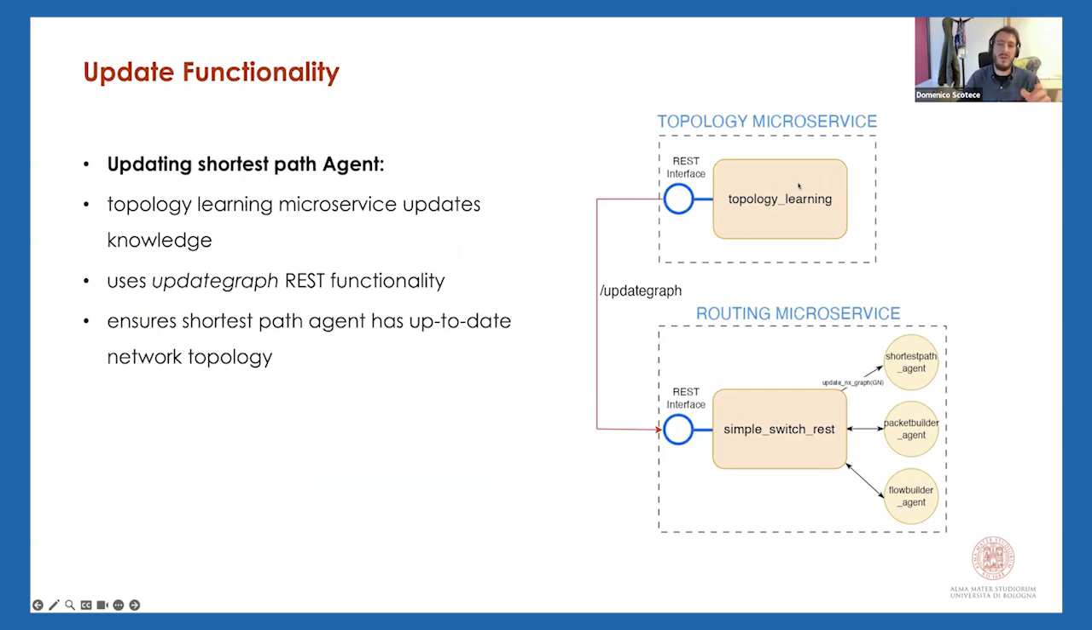And then when topology learning creates the new updates, the knowledge updates the graph that contains the topology, we can update this knowledge also at the simple switch, because if you want to do shortest path, you have to know the other intelligent paths. You have to know the topology and what happened in the network. This is the new handler that we added to connect these microservices.